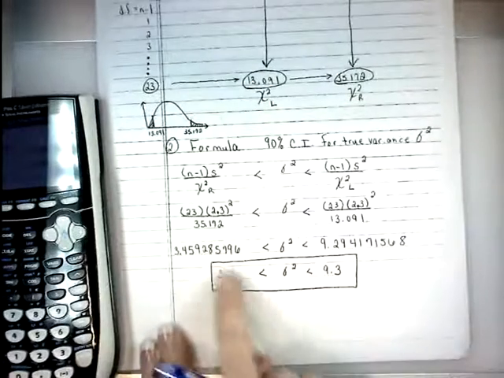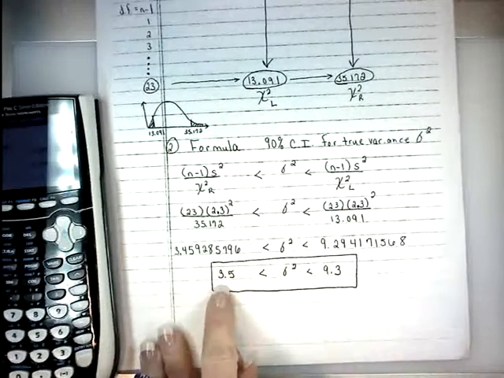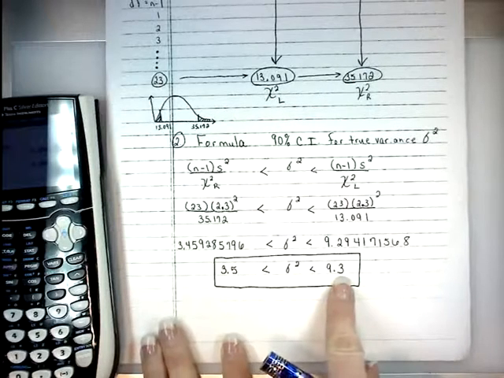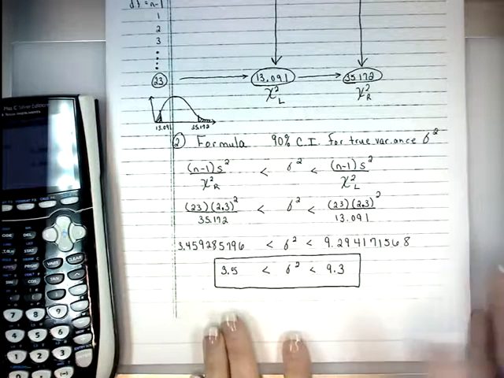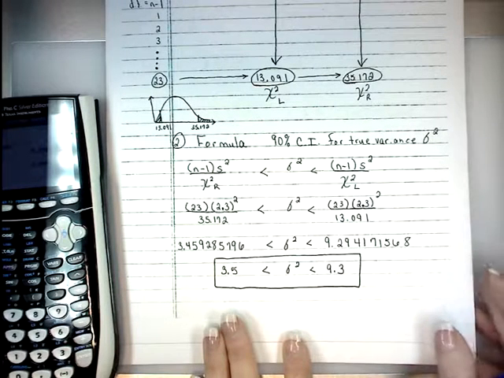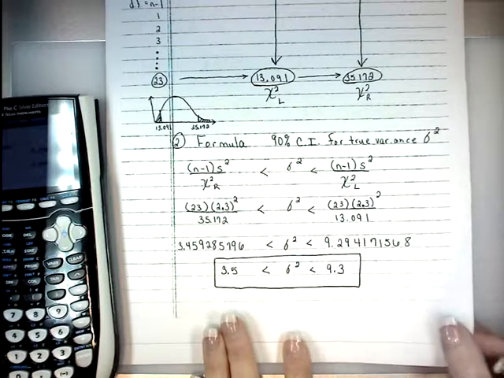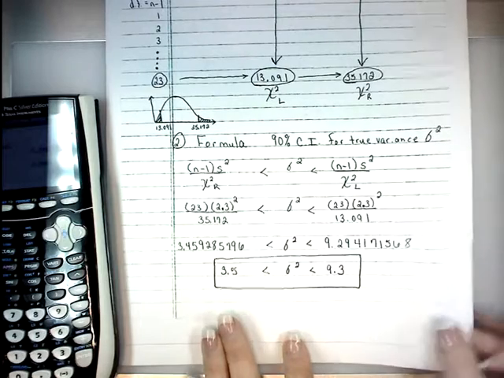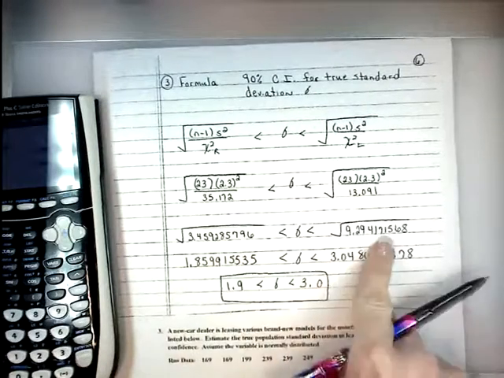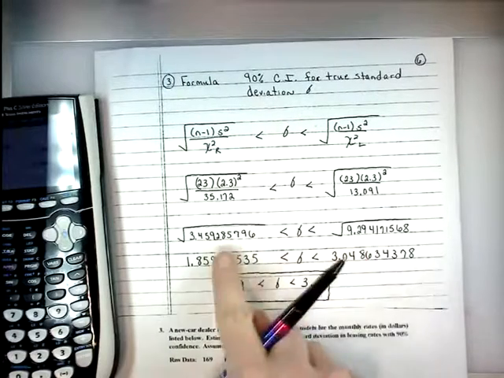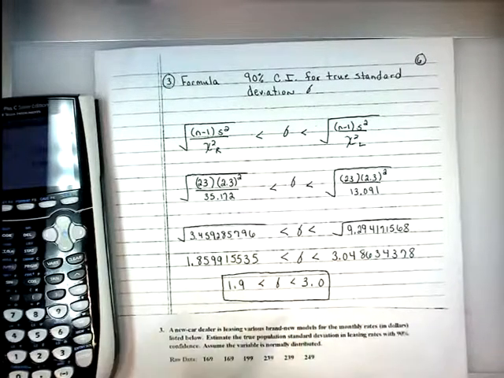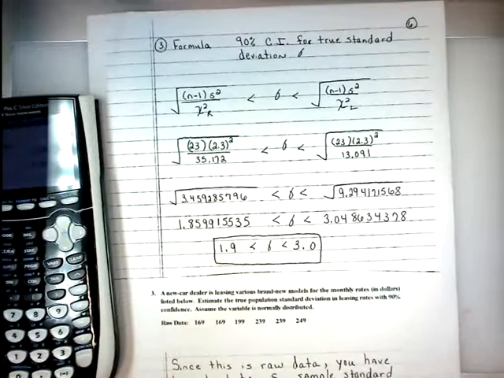And this is where I plugged in, and I got 3.5 to 9.3 for the 90% confidence interval for true population variance. And then I simply took the square root of each side, but I did take the square root of the exact number. I did not take the square root of 3.5 and the square root of 9.3. I took the exact number, and I got 1.9 to 3.0.